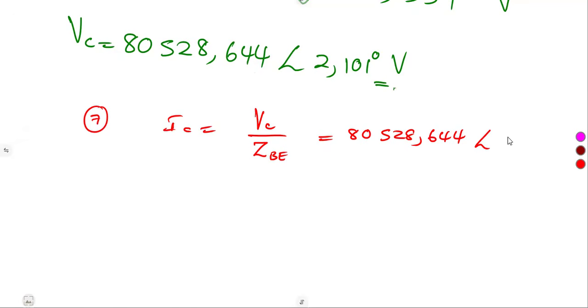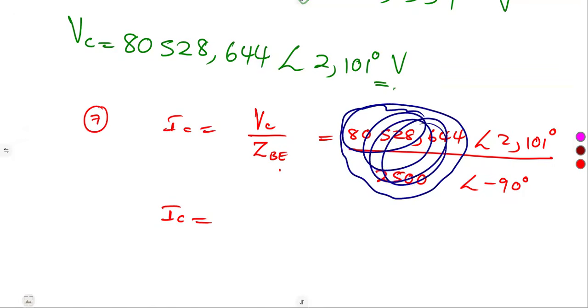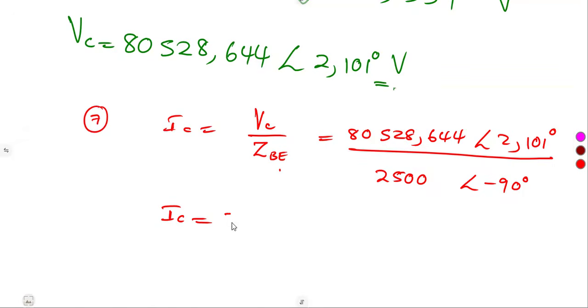So taking this 80,528,644 and the angle given, we're going to simply divide by the impedance across the capacitor, which was 2,500 at an angle of negative 90 degrees. Remember, we are dealing with polar form. Division in polar form, divide these two together. That was going to give us 32,211. And the angles we subtract. So it's actually 2,101 minus 90, like this.